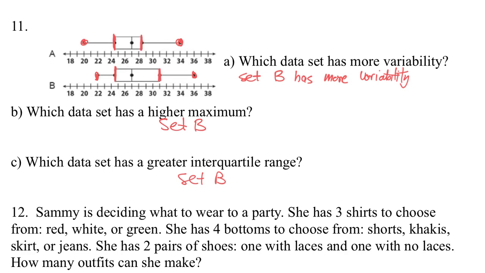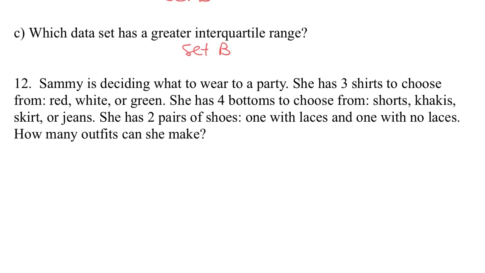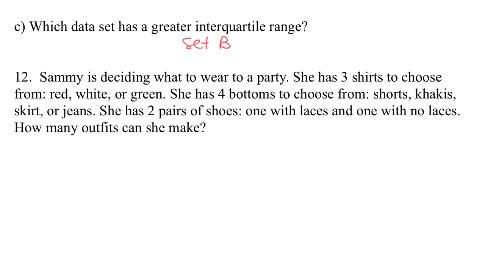Number 12. Sammy's deciding what to wear to a party. She has 3 shirts to choose from. She has 4 bottoms to choose from. She has 2 pairs of shoes to choose from. How many outfits can she make? Well, a tree diagram for this. 3 shirts. So red, white, green. She has 4 bottoms to choose from.